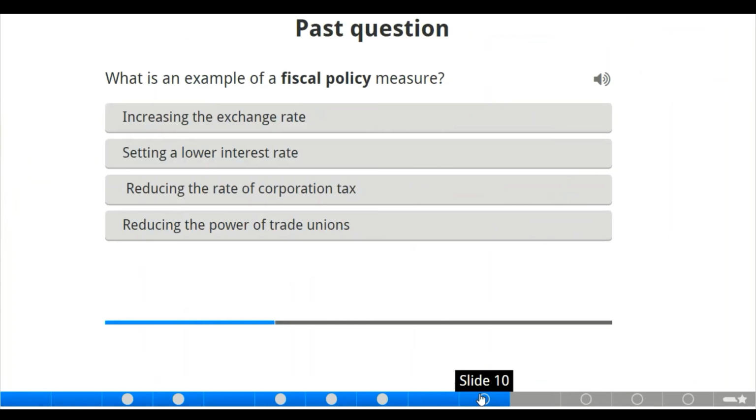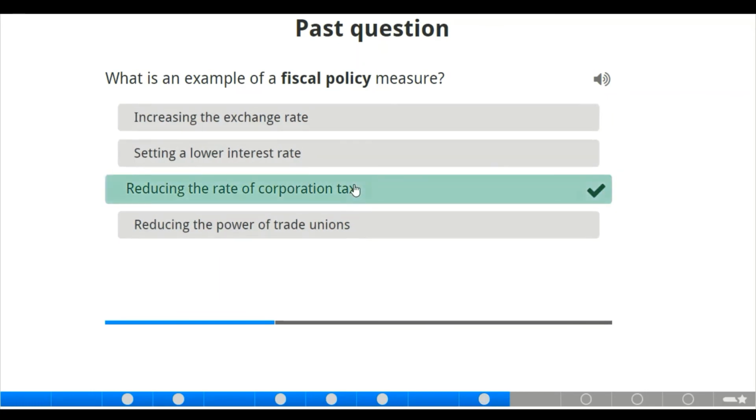Now we move to the next slide. Moving to the next slide, we also have one past question here. What is an example of a fiscal policy measure? We have increase in the exchange rate, setting a lower interest rate, reducing the rate of corporation tax, reducing the power of trade. Remember we said our fiscal policy measures are just taxes and government spending. Here we now have the reduction of corporation tax to be our answer.